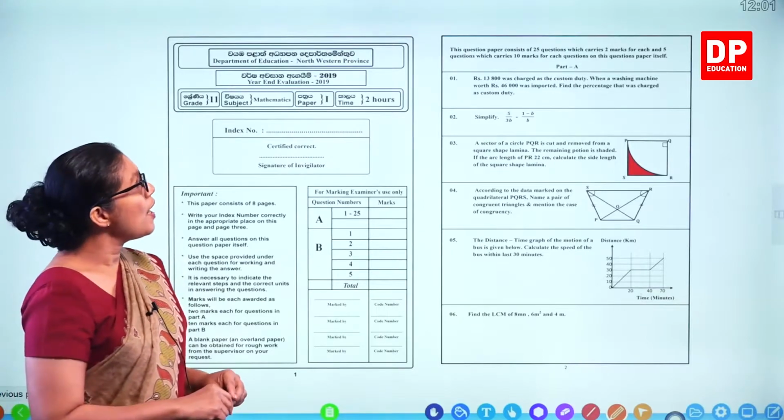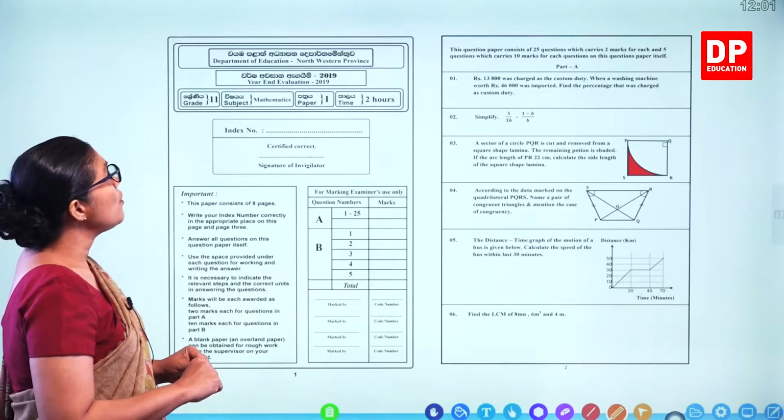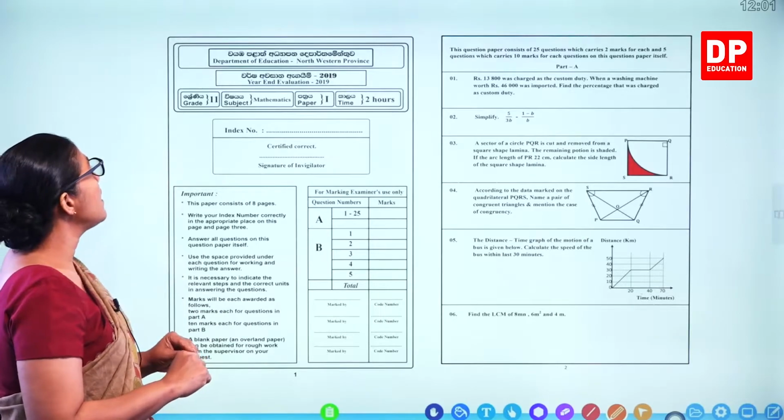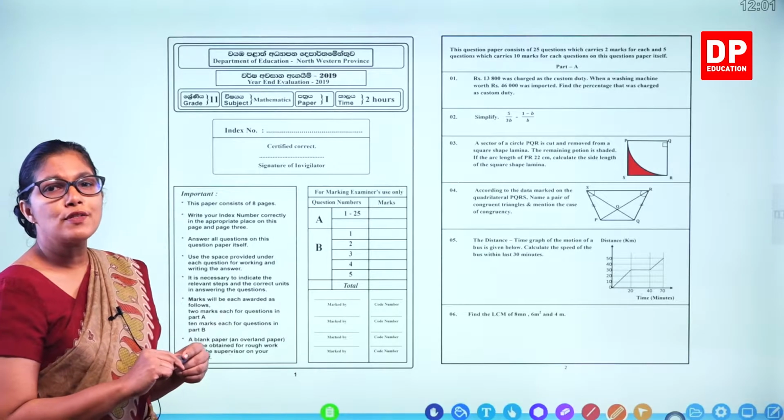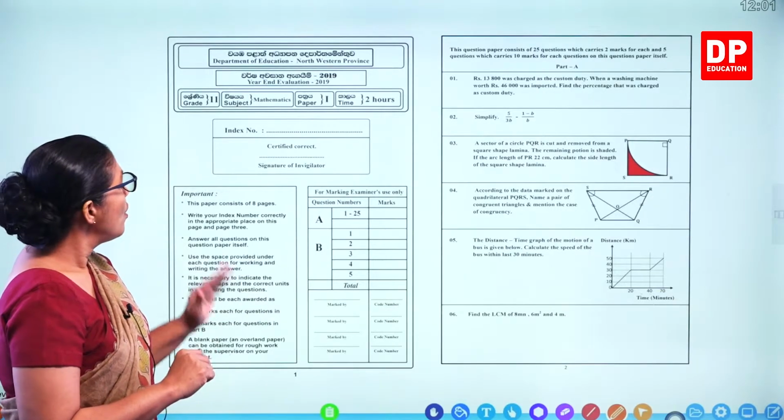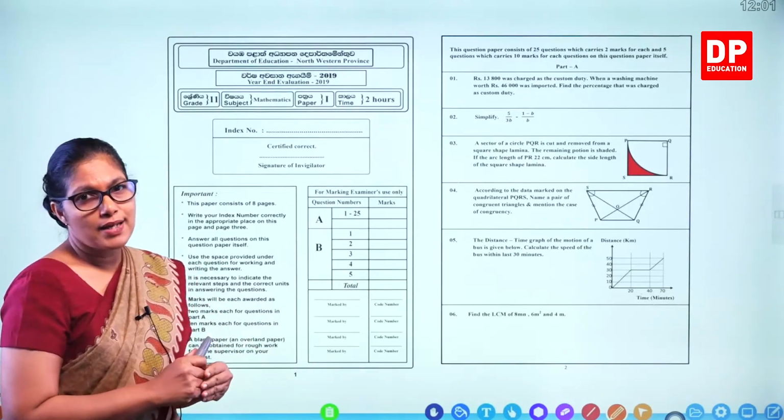Hello students, today I am going to do the Year-End Evaluation 2019, Grade 11, done by the Department of Education, Northwestern Province, Paper 1. This is a 2-hour paper. You already know two parts are there, Part A and B.